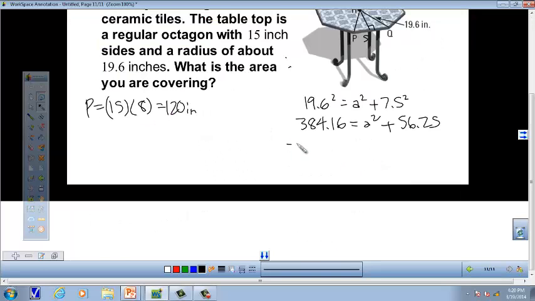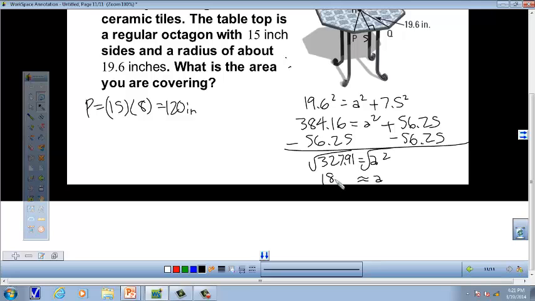We're going to subtract 56.25 from both sides. If we do that, let's see, we have 384.16. We have 327.91. Now we're going to take the square root of both sides. And if we do that, we get approximately 18.11. Now we're going to keep that number on our calculator.